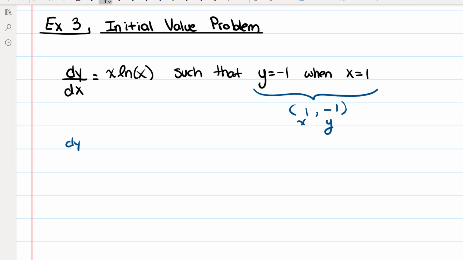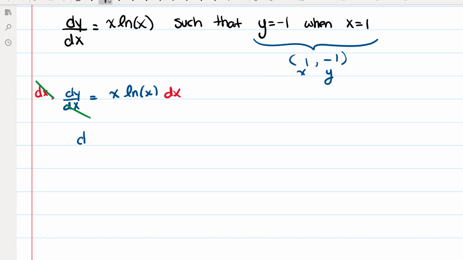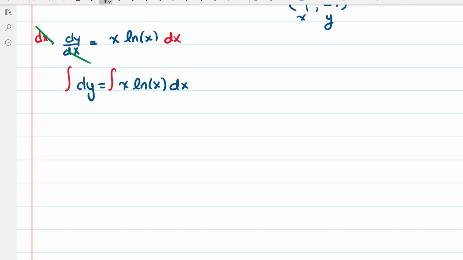I got dy/dx is equal to x ln of x. So we're going to multiply both sides by dx. Cancels off. And we get dy is equal to x ln of x dx. So now what we're going to want to do is integrate both sides. So you get y is equal to the integral of x ln of x dx.